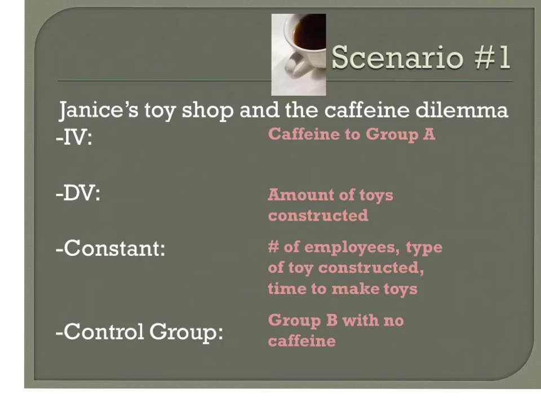So they had the same conditions between the two groups, except the fact that one got caffeine and one didn't. So her control group, she had one group that did have the normal conditions for the working environment, and in this case the control group is Group B because they did not get caffeine. And typically the boss isn't going to walk around handing caffeine to everyone so that they're more productive. So that's why that's the control group.